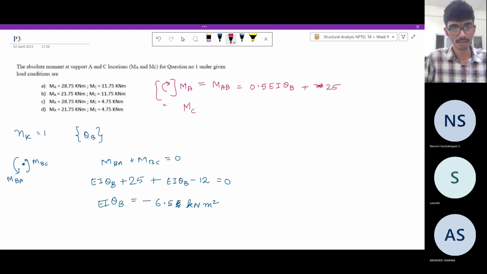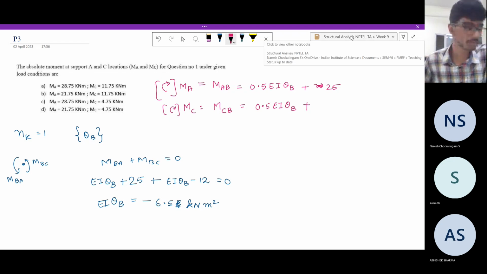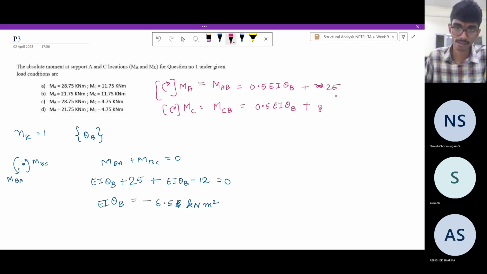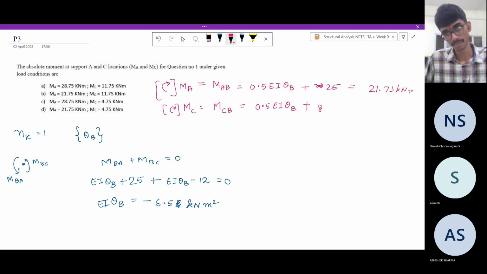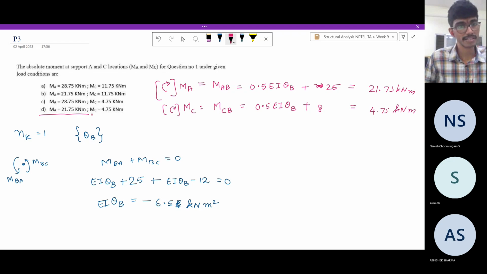And what is MC? It is nothing but MCB, which is 0.5 EI theta B plus the fixed end hogging moment that we got, WL square by 30, and that was equal to 8. So just substitute the values. We got EI theta B as minus 6.5. So minus 3.25 plus 25 is 21.75 kilonewton meters. And this is nothing but 4.75 kilonewton meters. So it corresponds to option D.